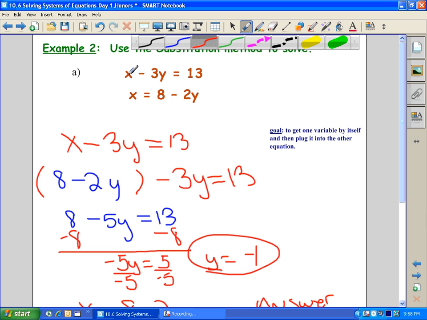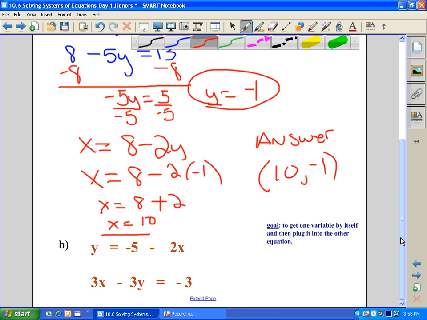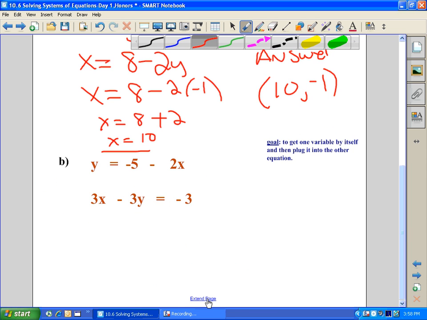Go back up in here. 10 minus 3 times a -1. That's going to come out to be a +3. It comes out to be 13. That works.